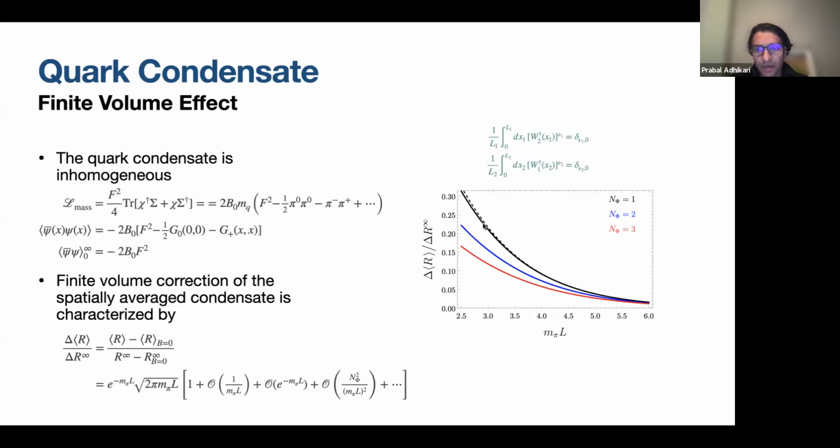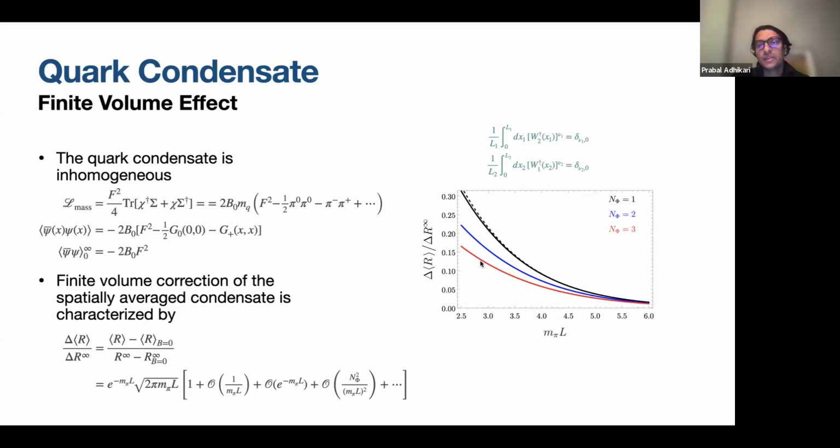The other thing to notice here is that as you crank up the magnetic field, the size of this correction is going down. And the reason that should happen is because the Landau orbits are becoming smaller and smaller, so you feel the effect of the box less and less. So that's the reason this has to be going down.